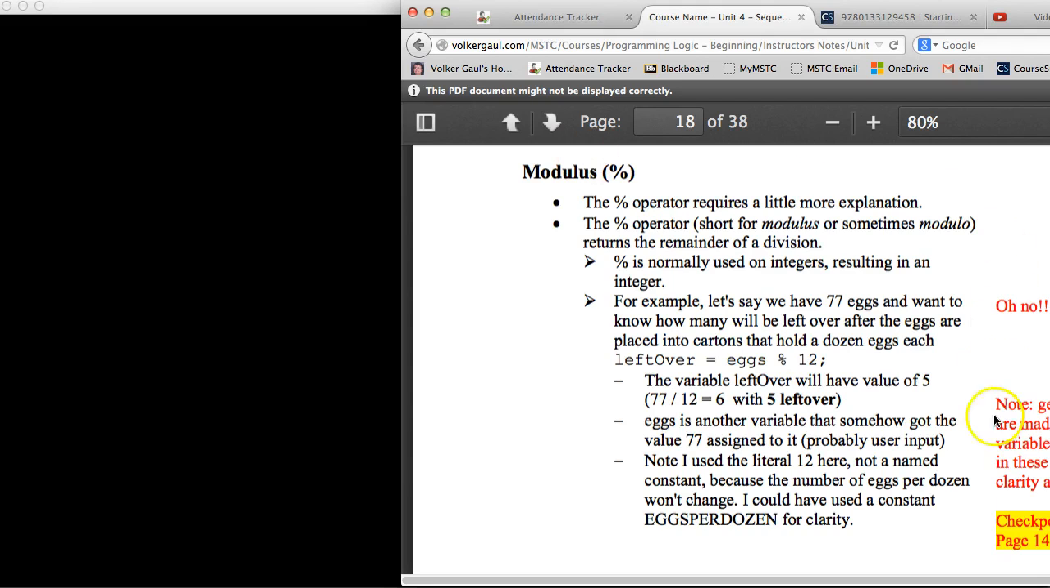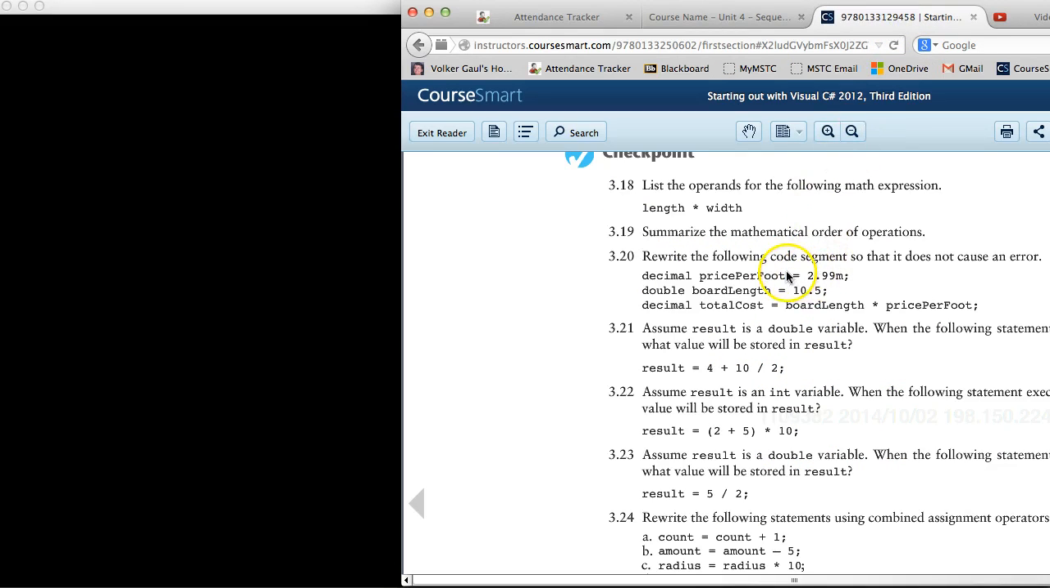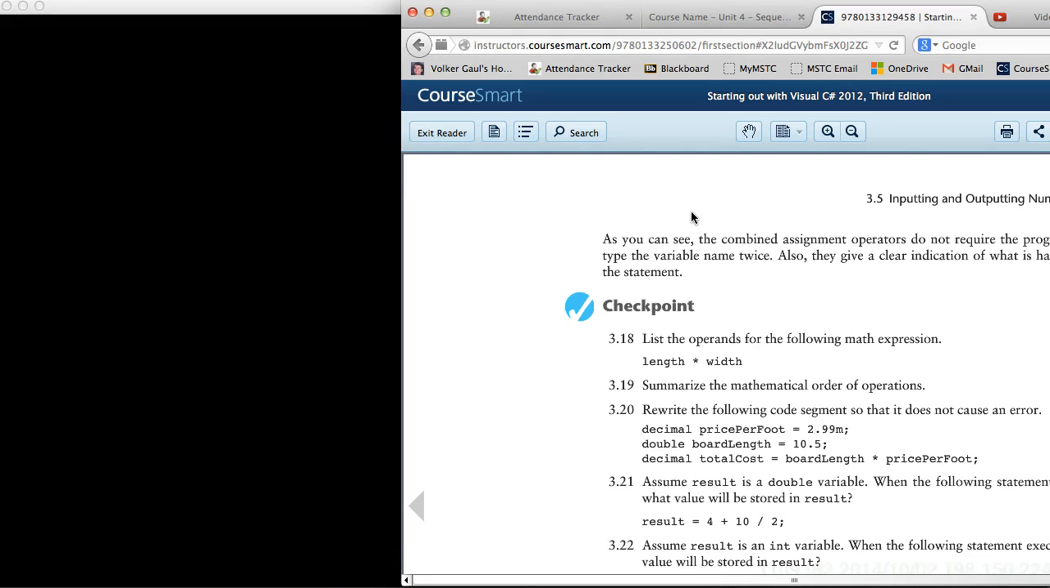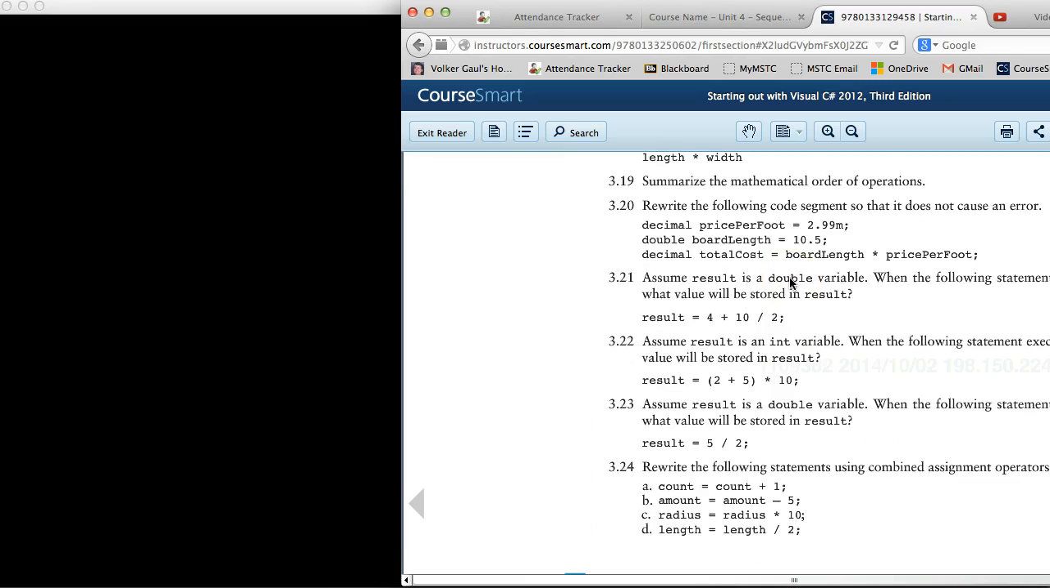I said break. Did I lie? Yeah, let's do that checkpoint real quick. 18. List the operands. This is just checking to make sure you were paying attention back in elementary school. The operands are what's on either side of the operator, in between. Summarize the order of operations. I think you all got that.